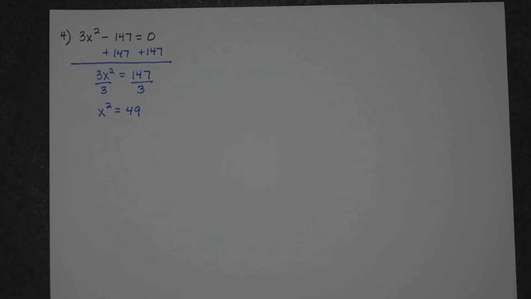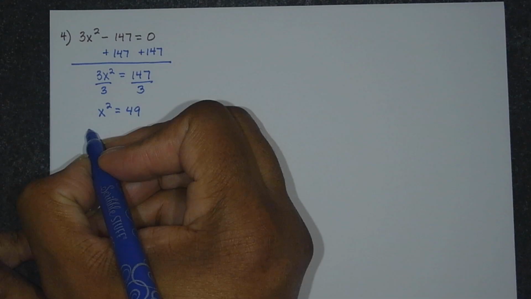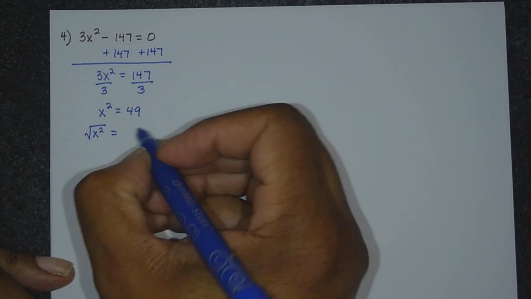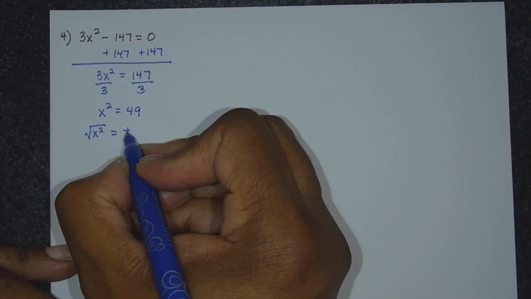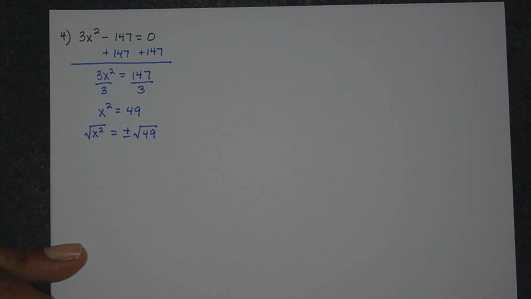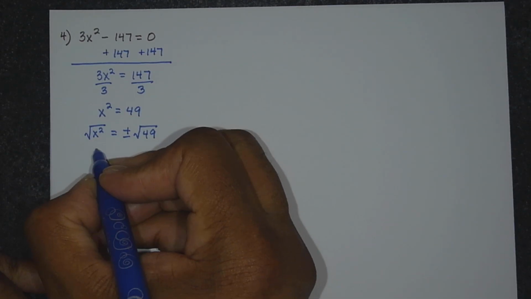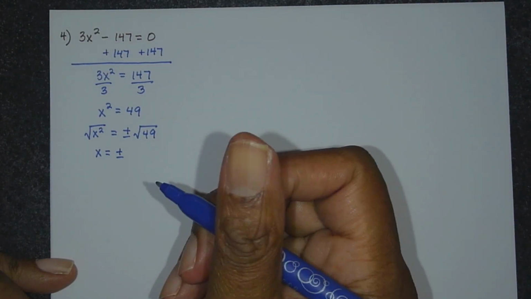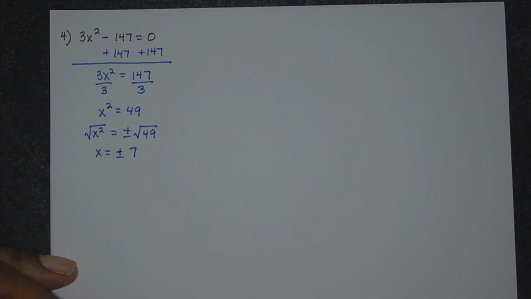And then to get x by itself, what would be the opposite of squaring the x? Anyone? Square root. Anytime you take the square root on both sides, we must include that symbol, the plus or minus. So we're going to take the square root on both sides and include that plus or minus symbol. So that means square root of x squared is x, and then that's equal to plus or minus. What's the square root of 49? 7. So that means x is equal to plus or minus 7.